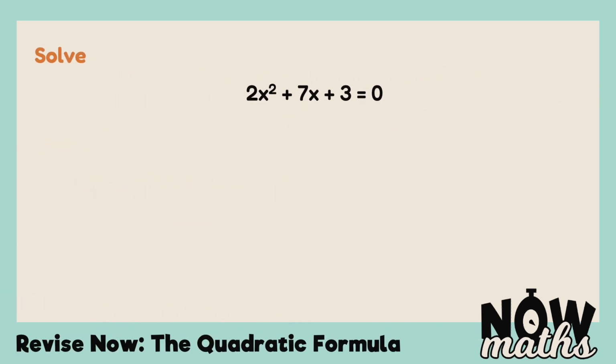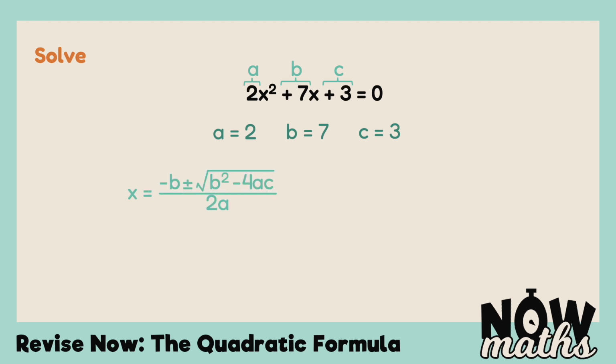Let's get straight into our first example. For this question, we're going to solve 2x squared, add 7x, add 3 equals 0. We know we can definitely use the quadratic formula to solve this equation since it's a quadratic and the right-hand side of our equation is already 0. The first thing we need to do in order to use the quadratic formula is find our values of a, b and c. So in this case, a is the x squared coefficient, which is 2, b is the x coefficient, which is 7, and c is the constant, which is 3.